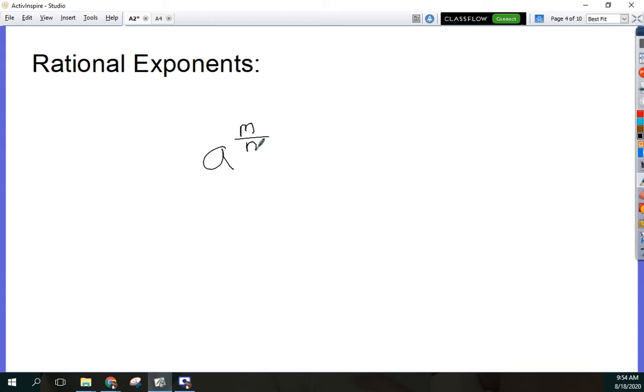in our exponent, so that whole fraction is in our exponent, we can rewrite that using a radical instead of an exponent. So remember that the n becomes our index. So my a is what's going to be the radicand, because that's what's underneath my radical. The n becomes our index, and our m becomes our exponent.